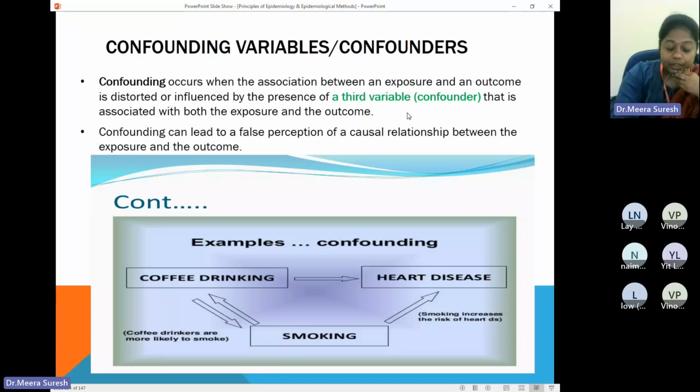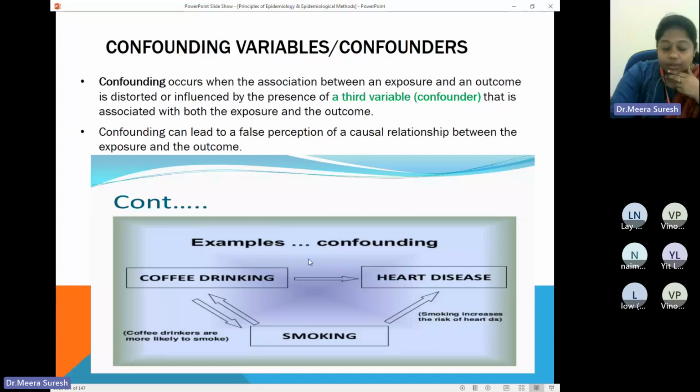So there is something we are studying, a direct relationship, exposure and outcome. And then we are not aware that there is something common in between which can influence both the exposure and outcome. And this can bring about an error. Such a third variable or an extraneous variable is called a confounder. We'll get to know when we go through the example.